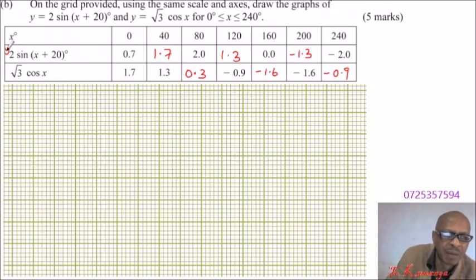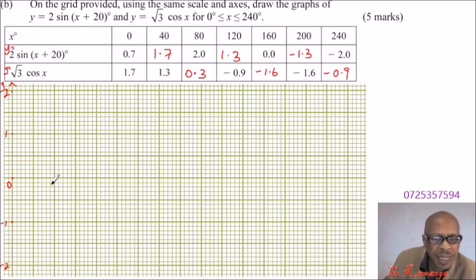Actually here we should have y equals... the highest value of y is 1.7 in the first one, and the lowest is minus 2. The other one, the highest is 1.7, the lowest is minus 1.6. So on the grid, we take that as our starting point, this is 1 and this is 2, and this is our y-axis. On the other side we have minus 1 and minus 2.